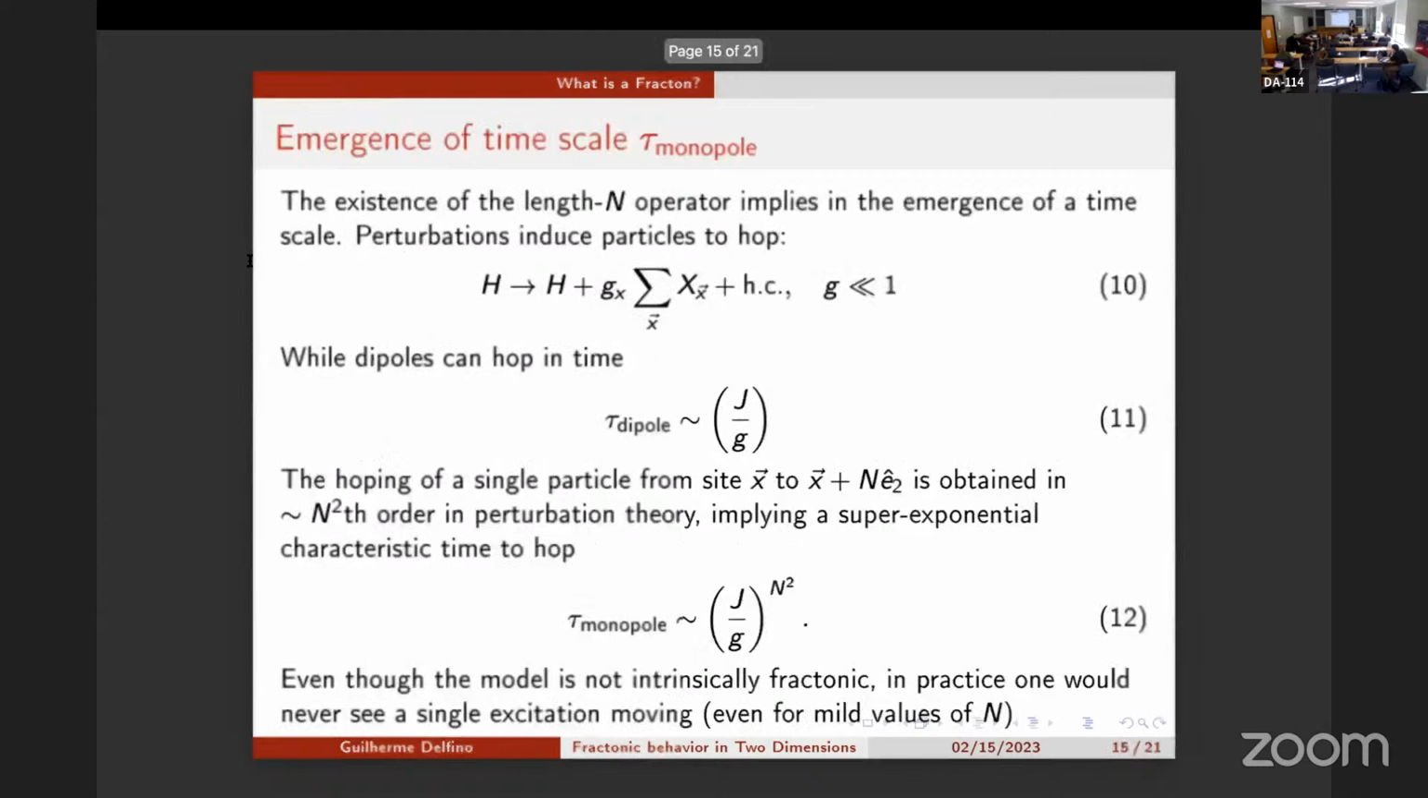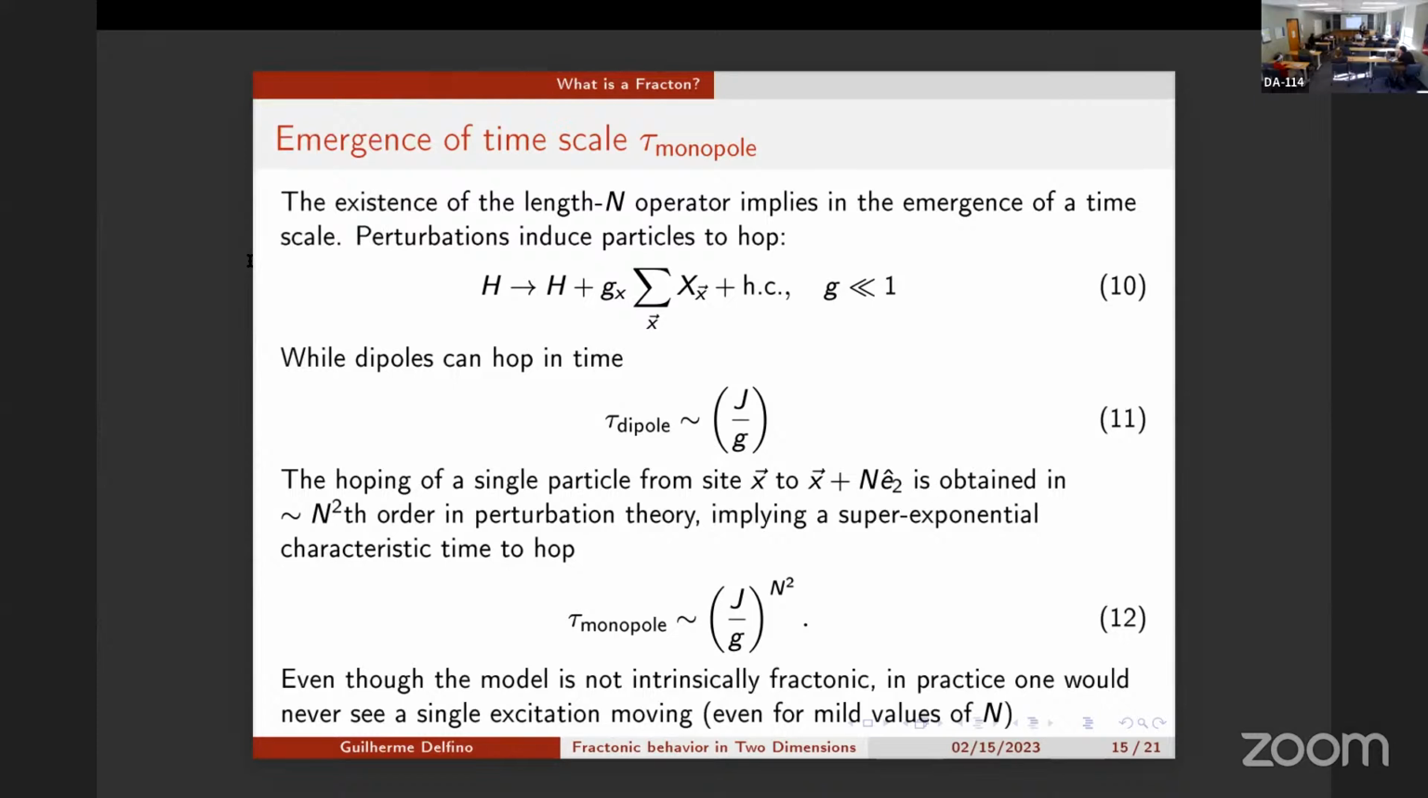Okay, why is this model still interesting in practice? We argue in our paper that these fractons, although you can still move them with these length n operators, in practice, if you realize this in a lab someday with this very weird fine-tuned Hamiltonian, effectively the particles cannot move. And why is that? We can try to add perturbations to the Hamiltonian. So now the system is not exactly solvable anymore, and you have to do perturbation theory. But you can show that this perturbation introduces characteristic times in the system. The effect of the perturbation is to make particles hop, and this characteristic time is roughly how long it will take for the particles to start hopping.